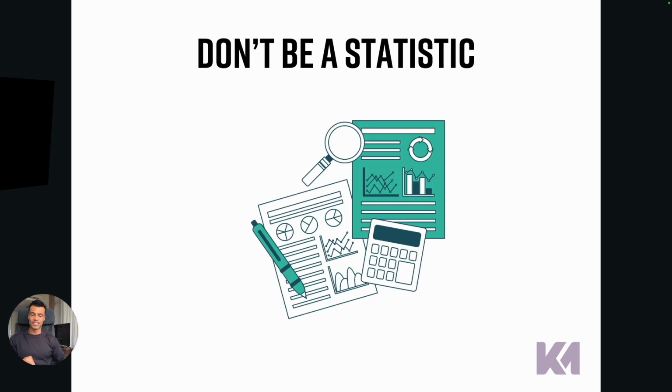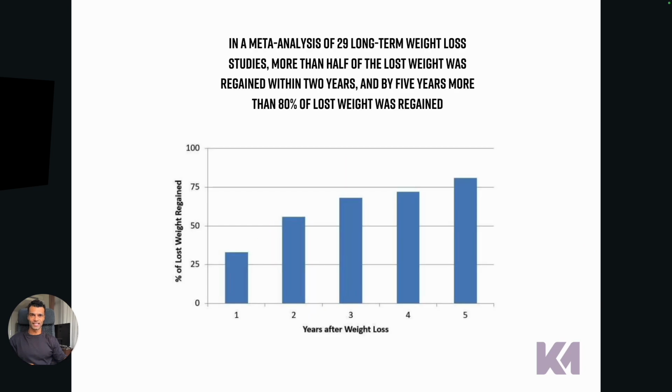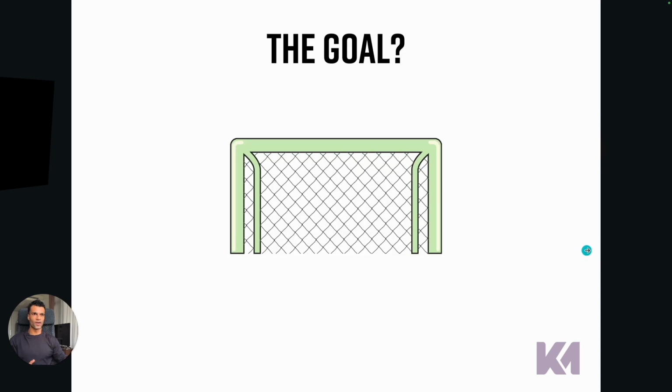So the key is, do not be a statistic. As you can see, in a meta-analysis of 29 long-term weight loss studies, more than half of the lost weight was regained within 2 years. And by 5 years, more than 80% of the lost weight was regained. Okay, that's a considerable amount of weight, all that hard work going to waste. So what is our goal?